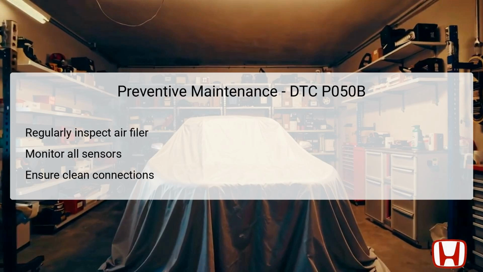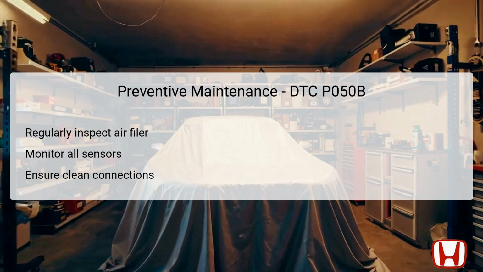Preventive maintenance is critical for avoiding future occurrences of DTC P050B and ensuring the engine operates smoothly. Regular inspections of the air filter should be performed, as a clean air supply is essential for proper combustion. Monitoring the status and performance of all relevant sensors, including those in the ignition timing system, helps catch potential issues early. Additionally, keeping electrical connections clean and securely fastened can prevent issues related to poor signal transmission.